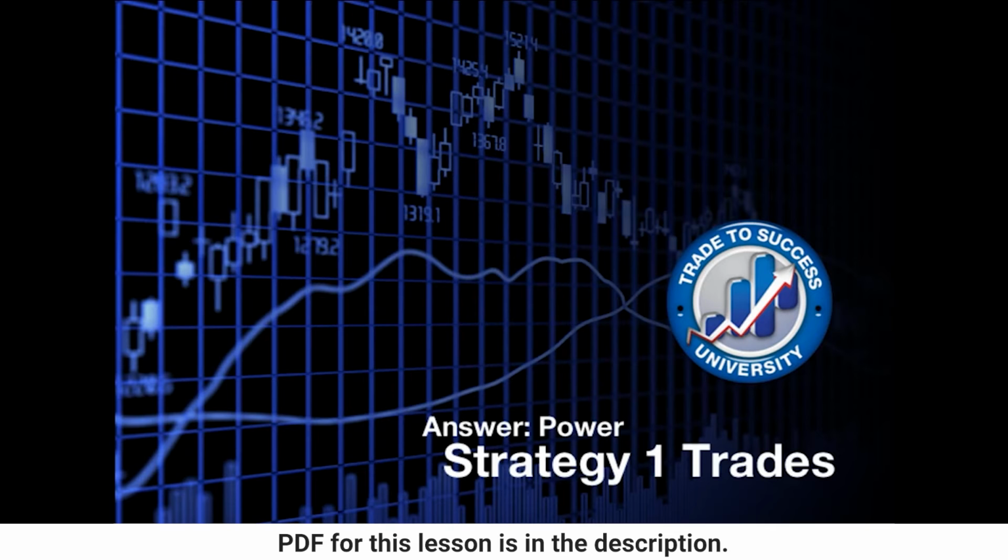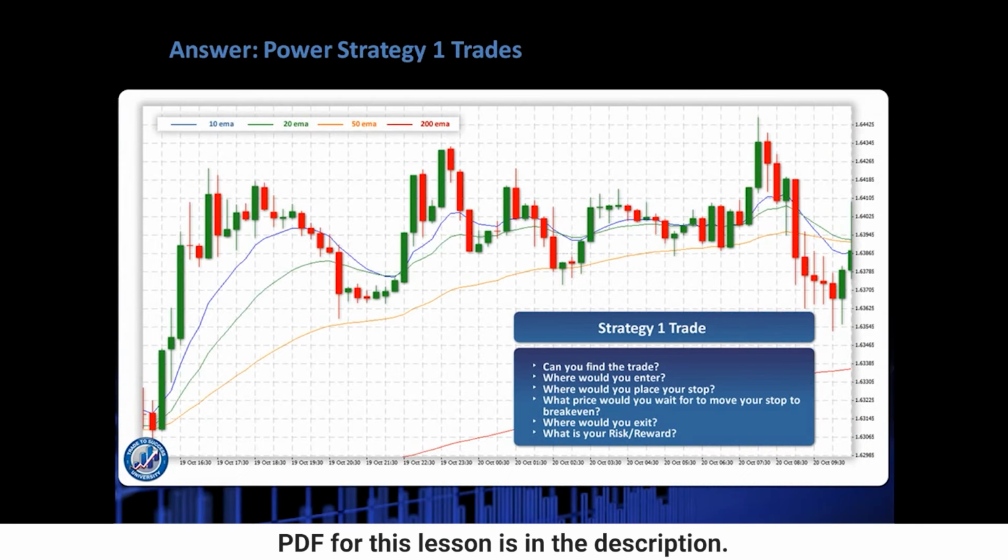Okay, so to go over the answer to this Power Strategy 1 question, let's look at the chart that's in question. So this is a chart, and obviously we're looking for the trade first. How are we going to identify the trade here? We're looking for an AB equals CD formation. So pause the video and see if you can find it.